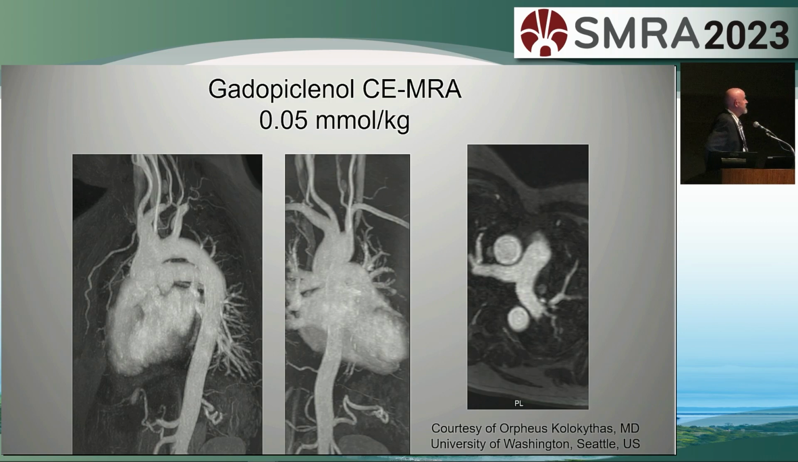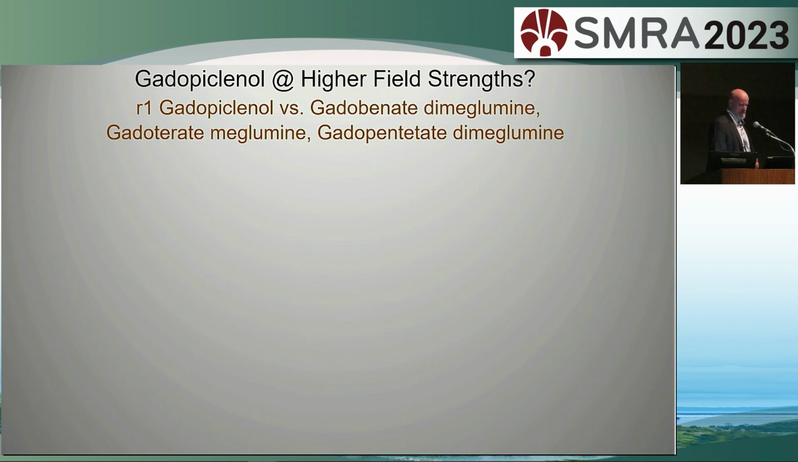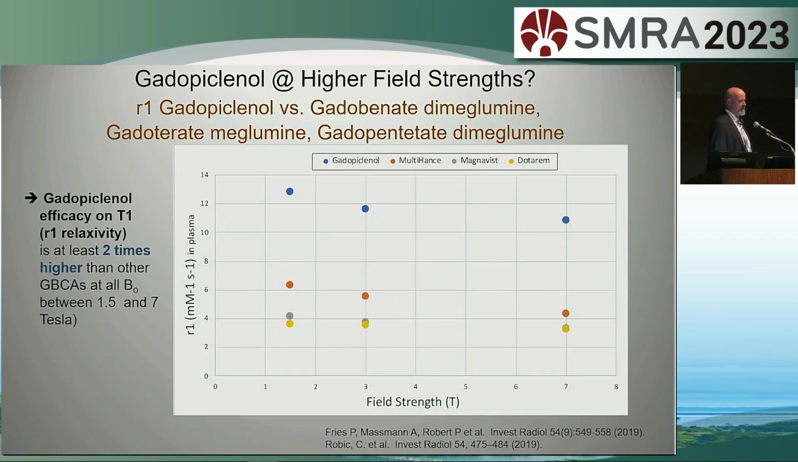This is an MRA done by one of my former colleagues at University of Washington with gadopiclinol at half dose. I think it's very exciting. I think this agent has a lot of potential for MRA, and we're going to talk about that in just one second, but I want to say that at different field strengths this relaxivity holds up. The blue on the top is gadopiclinol compared against Multihance, Magnavist, and Dotarem, and at 1.5T, at 3T, and at 7T, the relaxivity is not falling off very much, and it's maintaining that 2 to 3-fold increase in relaxivity. And this also happens at 0.5T, by the way.